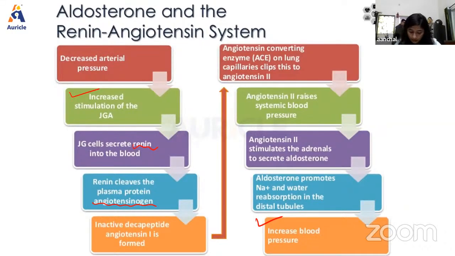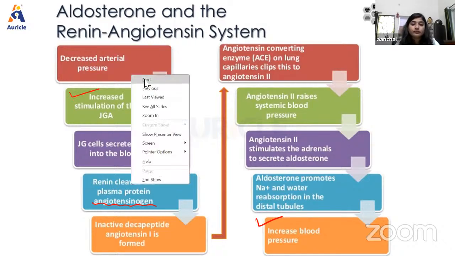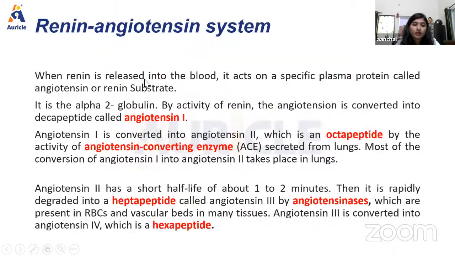Now next we're going to learn about the other secretions. Once again, we're going to revise the RAS system.